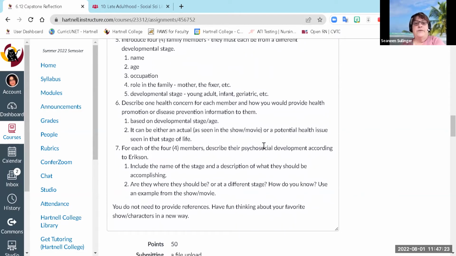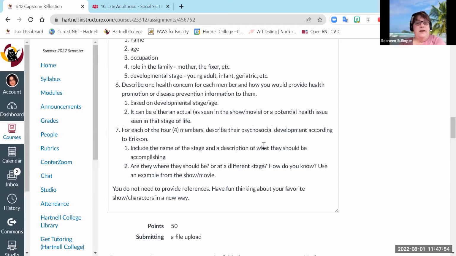And then for each of those family members, what is a health concern that they would have? Now, it could be an actual health concern, because a lot of times on the shows, somebody has heart disease, or they're overweight, or they get cancer or something. So you can use their actual health concern, or if there isn't an actual health concern, you could do, what might they be at risk for? Maybe a teenager would be at risk for alcohol or drug misuse.